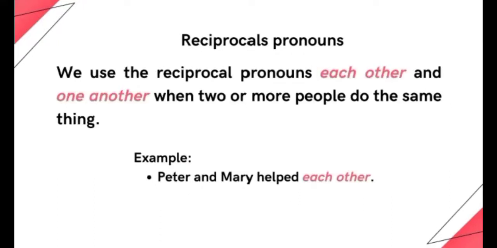The other type of anaphor is the reciprocal pronoun. We use the reciprocal pronouns each other and one another when two or more people do the same thing. Putting it another way, reciprocal pronouns refer to a situation where someone or something performs an action on others and receives the same action in return. For example, Peter and Mary help each other. Peter helped Mary and Mary helped Peter.